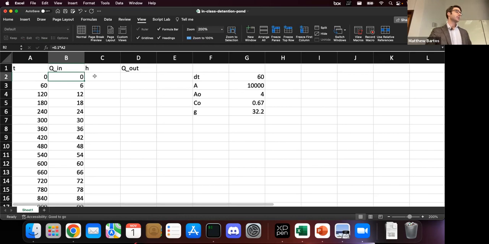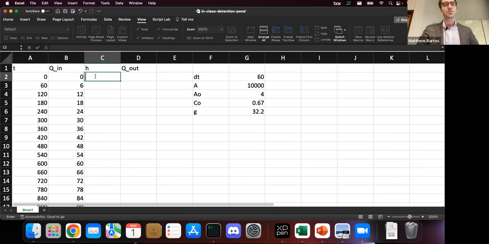Okay, and now we have to simulate the depth in the pond. So this is going to be using that equation we had before. So this will be the trickiest of the cells. I will leave this up for a little while so that you can get it. Actually, first, you know what? Let's go ahead and plot the inflow hydrograph.